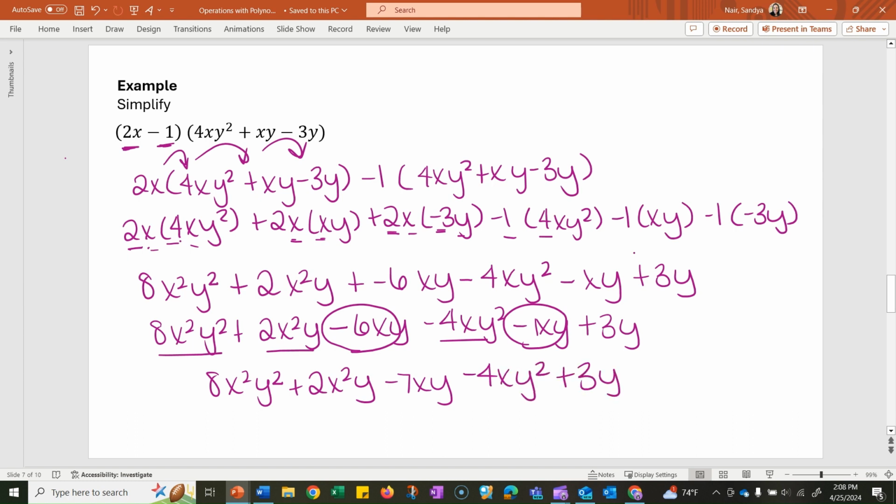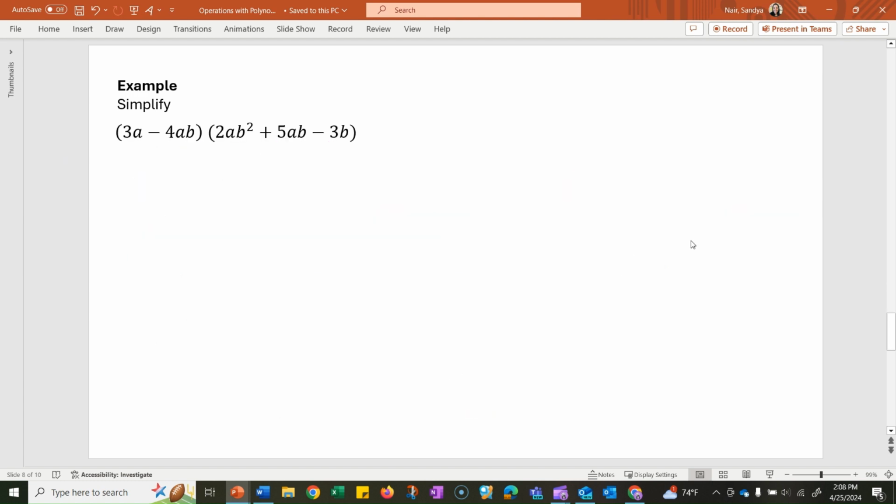Okay, so on those xy terms, you see you want to be careful and make sure that you're only combining the terms that have the same variables and the same exponents. So this is now the fully simplified form of our answer. So let's try this example. So here we have another multiplication. So once again, I'm going to use the distributive property.